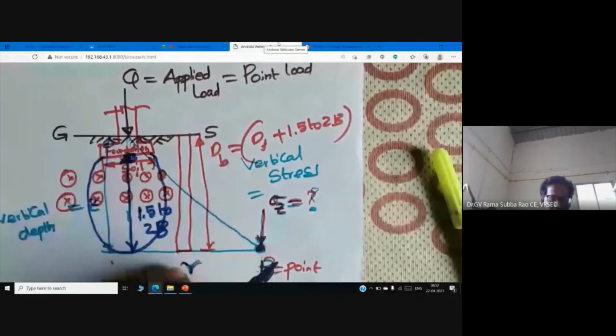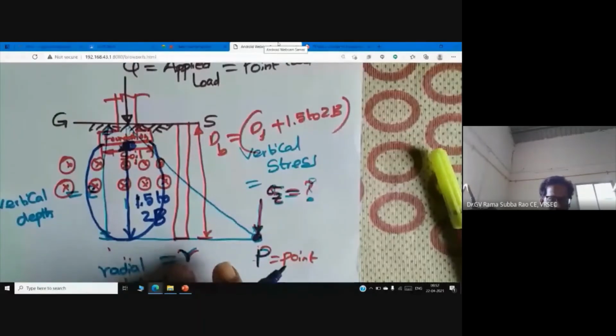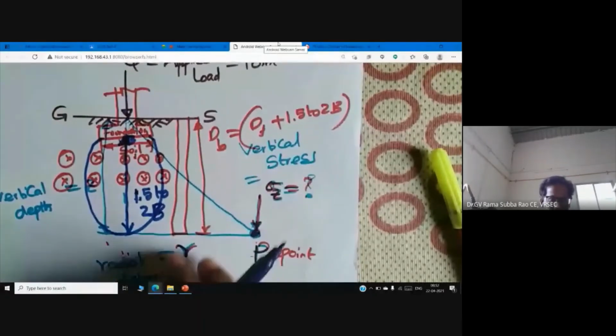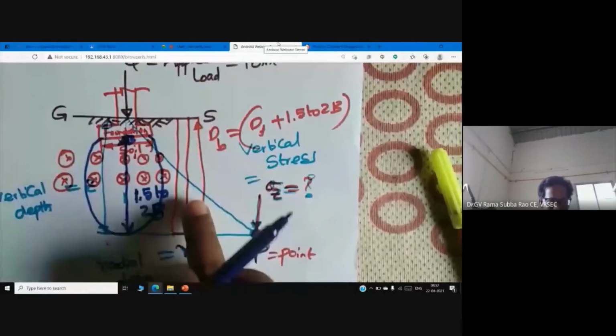We are going to calculate stresses. Once we calculate stresses, we realize that the influence of stress is active up to 1.5 to 2 times the width of the footing.